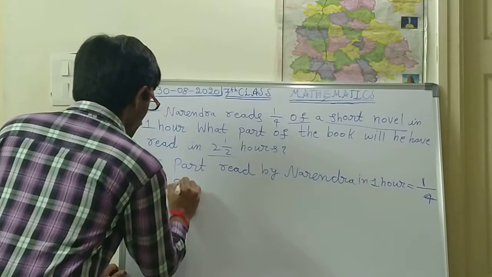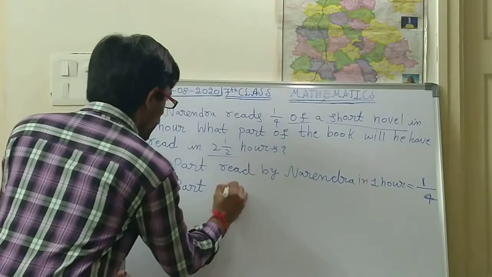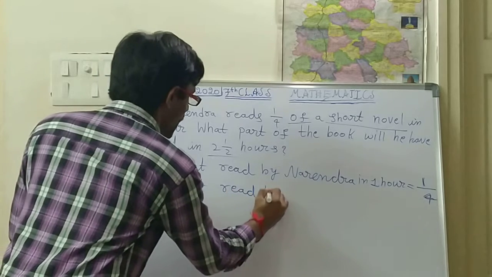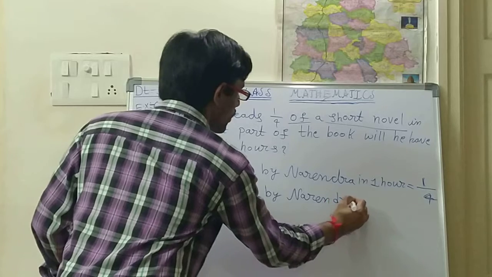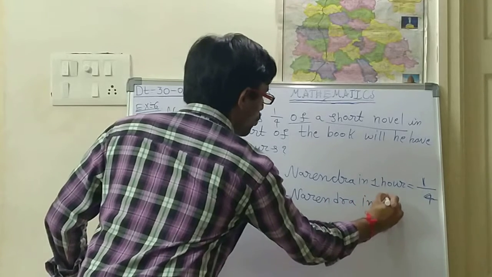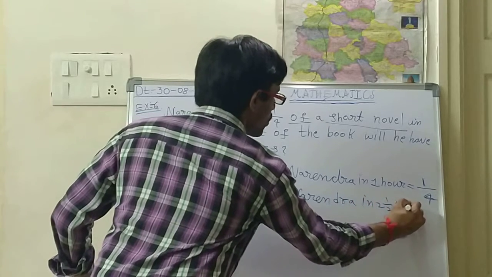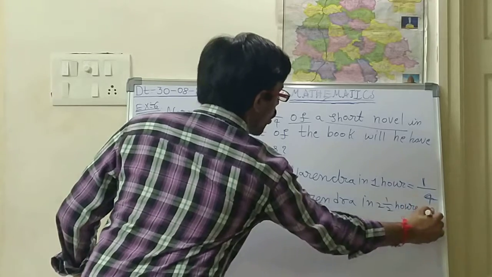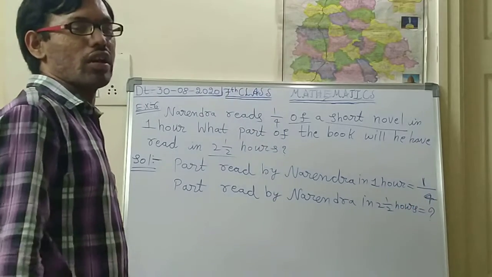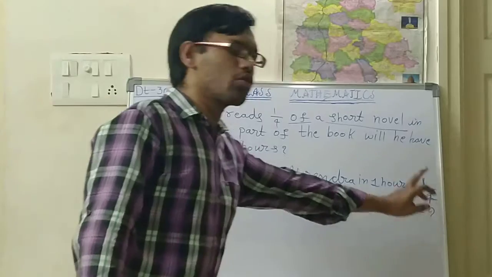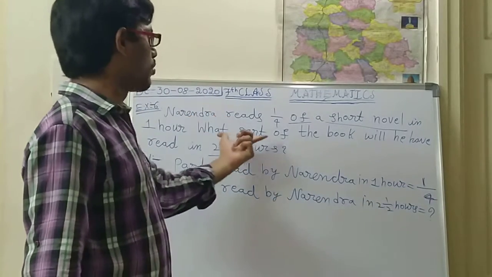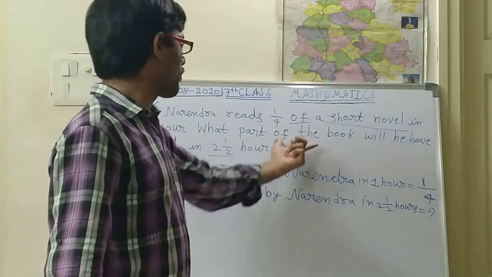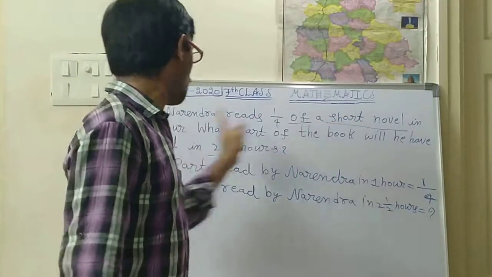Next, part read by Narendra in 2 1/2 hours, how much is it? We have to find that only, so you should keep a question mark. This is the only question. So there are only two sentences: Narendra reads 1 by 4 part of a short novel in 1 hour.